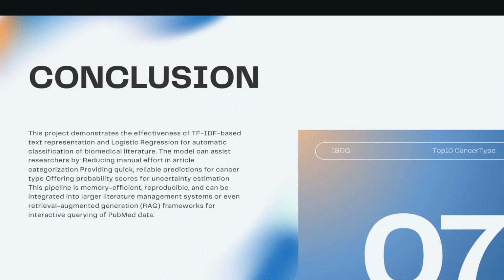So in conclusion, this project demonstrated the effectiveness of TF/IDF based text representation and logistic regression for automatic classification of biomedical literature. This model can assist researchers by reducing manual effort in article categorization, providing quick and reliable predictions for cancer type, and offering probability scores for uncertainty estimation. This pipeline is memory efficient, reproducible, and can be integrated into larger literature management systems or even retrieval augmented generation frameworks for interactive querying of PubMed data.